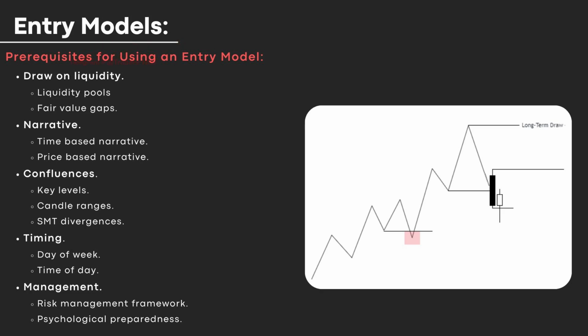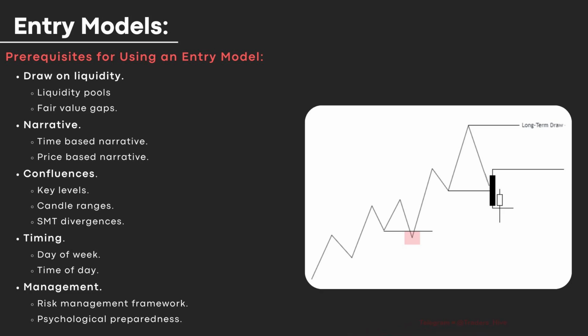Number two, we've got narrative. Narrative is basically building a story behind price movement, right? Once you've identified the drawn liquidity, you also need to build a narrative, a clear story that explains why price is behaving the way it is and what's likely to happen next and exactly in what fashion it's going to happen.